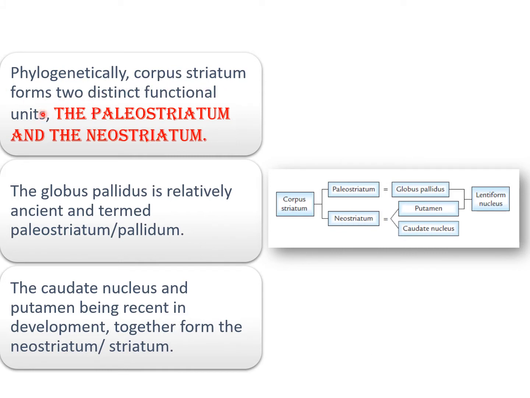Phylogenetically, the corpus striatum forms two distinct functional units, paleostriatum and neostriatum. The globus pallidus is relatively ancient and termed paleostriatum or pallidum, and the caudate nucleus and putamen, being recent in development, together form the neostriatum or striatum. So corpus striatum is divided into two parts, paleostriatum and neostriatum. Paleostriatum is also known as globus pallidus, and neostriatum is divided into putamen and caudate nucleus. Now globus pallidus and putamen together form lentiform nucleus.